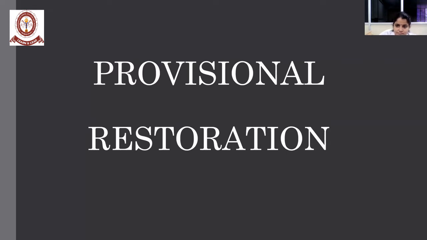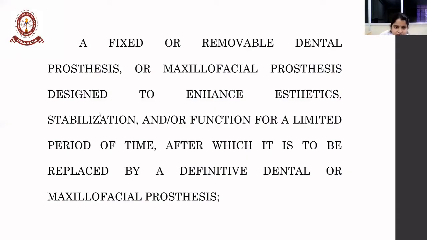Next, coming to the classification. According to the GPT definition, a provisional restoration is a fixed or removable dental prosthesis or maxillofacial prosthesis, designed to enhance aesthetics, stabilization or function for a limited period of time, after which it is to be replaced by a definitive dental or maxillofacial prosthesis. As I have already told you, provisional restoration is the replacement of the prosthesis only for a limited period of time until the definitive prostheses are made.